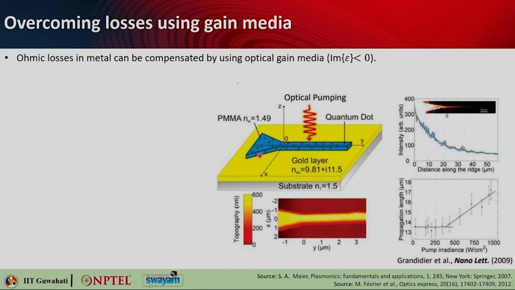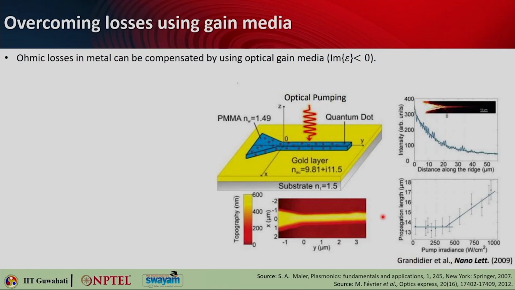Okay. So, sorry, it is a gold layer which has got quantum dots through this PMMA. So, there is a PMMA slab which has got these quantum dots. So, you are putting optical pump on this. So, that is how you can increase the propagation length of plasmons propagating on this gold layer. Fine. So, you can see the intensity profile along the ridge, and this is how it decays. So, you can also see the propagation length, how it increases with the pump irradiance. So, when there is pump, it can actually go to a very long distance, like up to 17 micron. Okay. In other case, it actually dies down much faster.